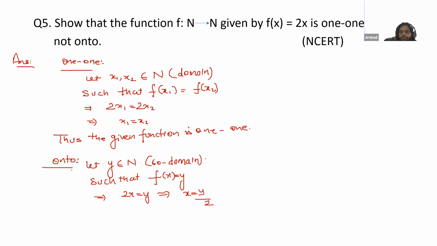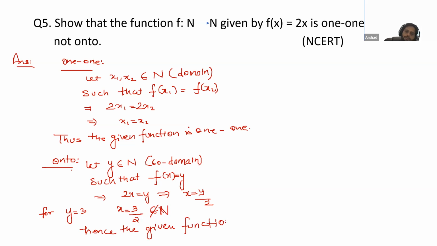Shravya, we will put a natural number only. So 0 is not a natural number. And who told me 3? Abdul? Sir, 3. Very, very good. So for y is equal to 3, x is equal to 3 by 2 does not belong to the natural number. Hence the given function is not onto.